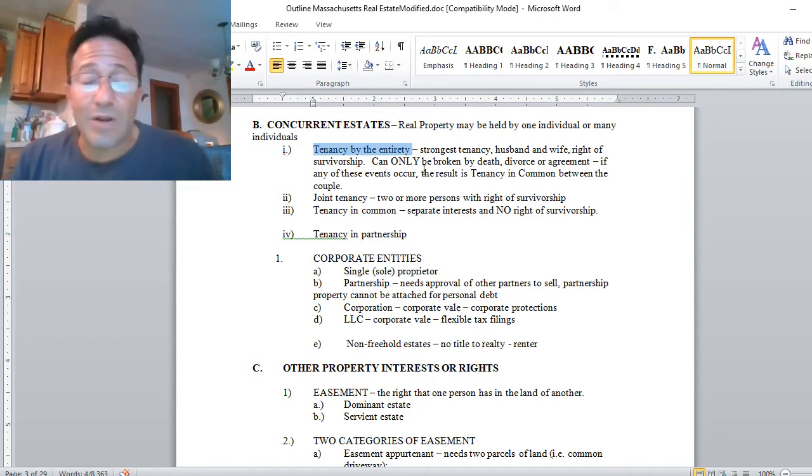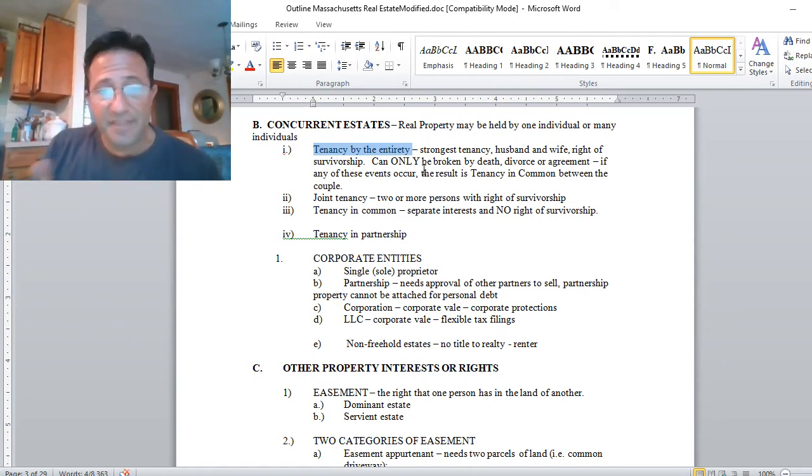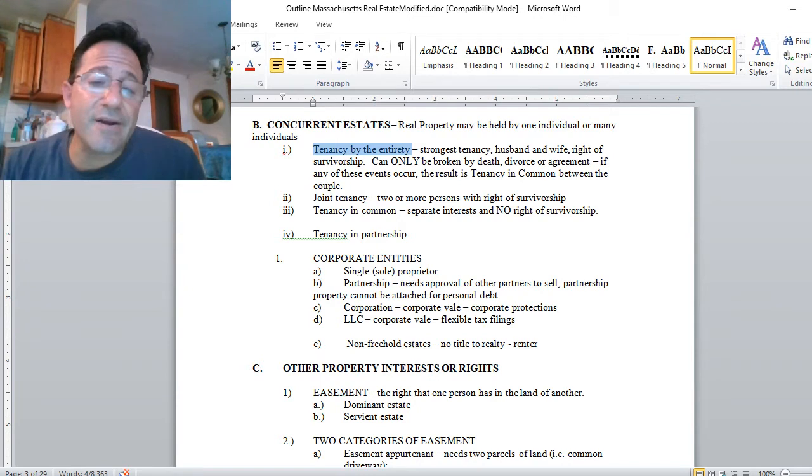So, in essence, what I say in the outline, which is not in the book, the only way that you can sever a tenancy by the entirety is by death, divorce, or agreement. Okay, we talked about death, right? That's a right of survivorship. Divorce severs the tenancy by the entirety. And what happens with that is you go to the bottom of the food chain here that we're going to talk about. The parties become tenants in common with no right of survivorship. Once they're divorced, they separate. Okay, it breaks. Agreement's the other way that you can break a tenancy by the entirety. You need both parties to join on the deed. Okay, so that's a tenancy by the entirety.